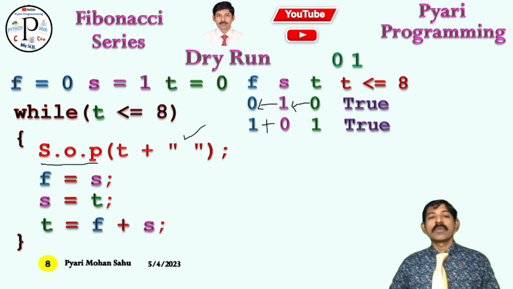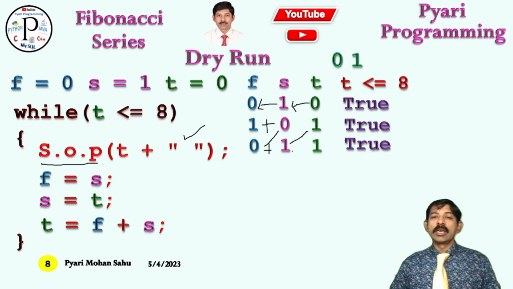This one. After that, quickly, you have to follow me. First is equal to second. Second is equal to third. Then third is equal to first plus second. 0 plus 1 is 1 now. I will check the condition again. It is true because 1 is less than or equal to 8. Now, first is equal to second. 1. Now, second is equal to third. We got 1. 1 plus 1, 2. After 2, I will check. 2 is less than or equal to 8. True. Now, after checking the condition, I will display it.